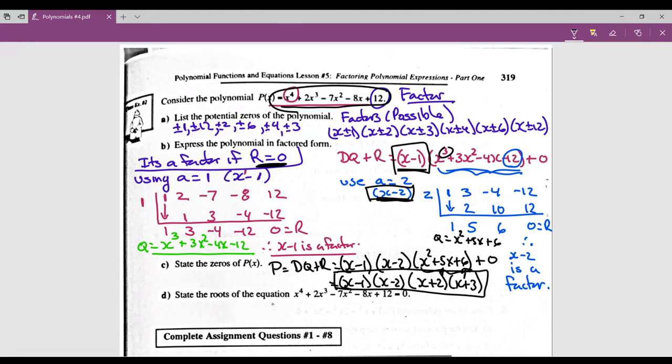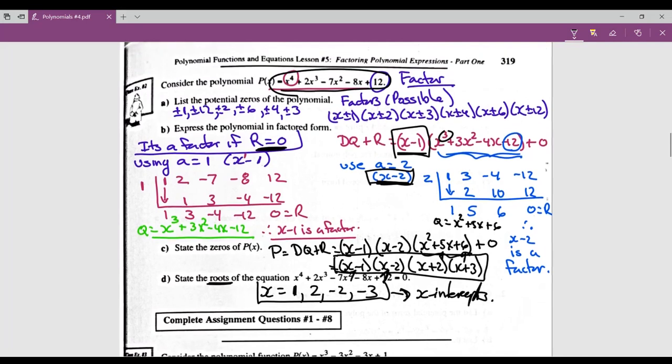If they ask for the roots of the equation, basically what makes each bracket 0. So the roots are going to be what makes this bracket 0, 1 makes this bracket 0, 2 makes this bracket 0, negative 2, and then negative 3. These are also the x-intercepts, which are going to become important in a couple of lessons. Graph.